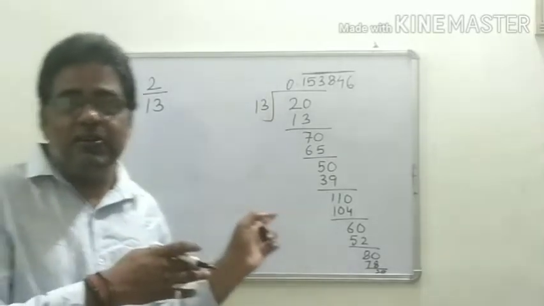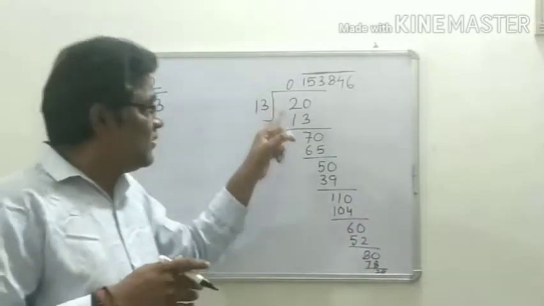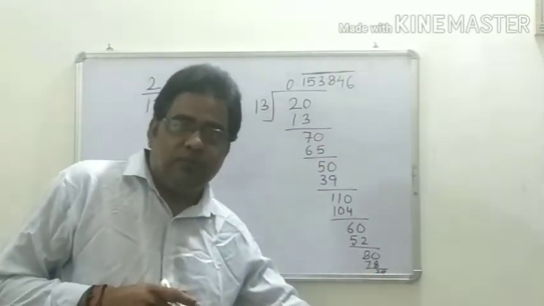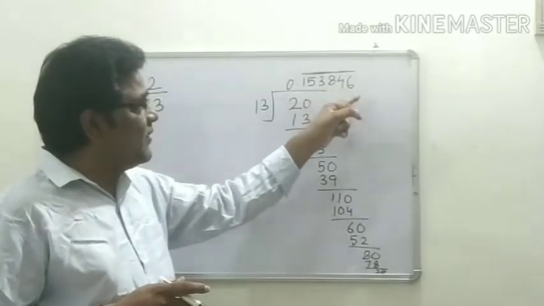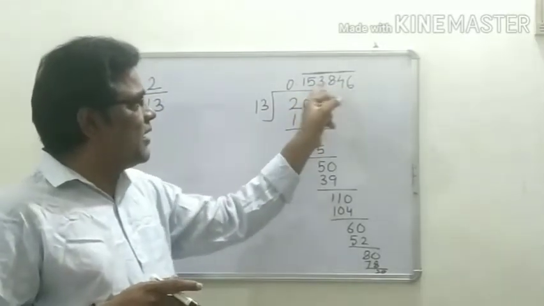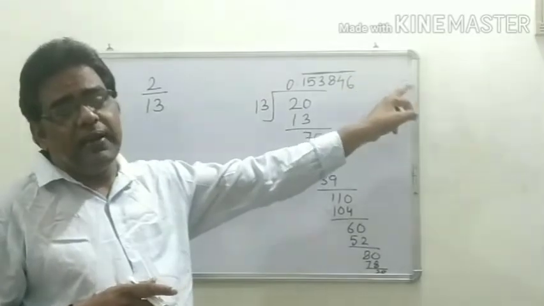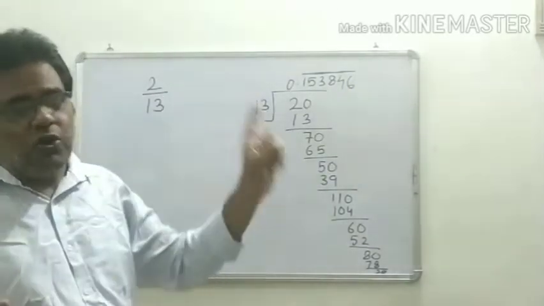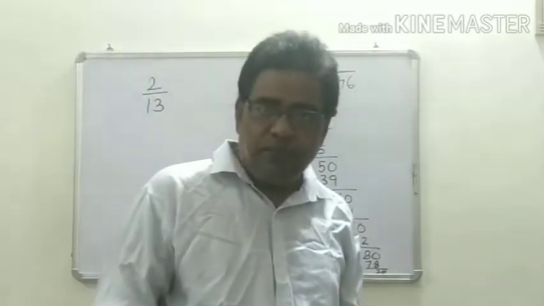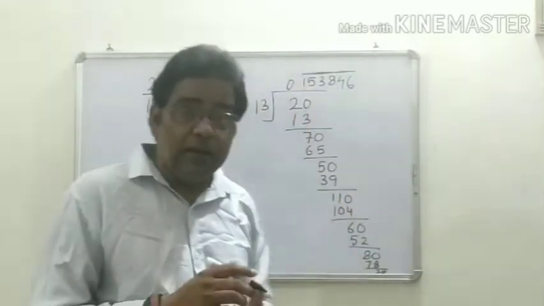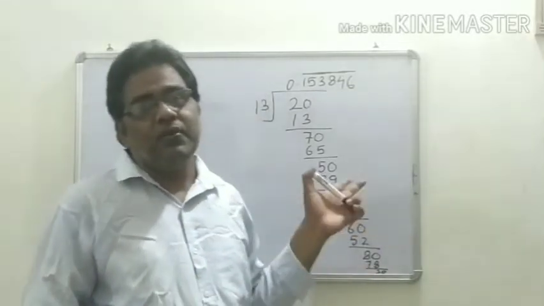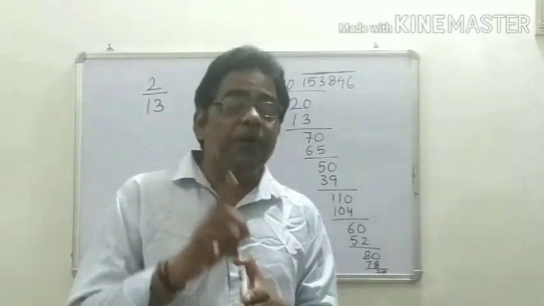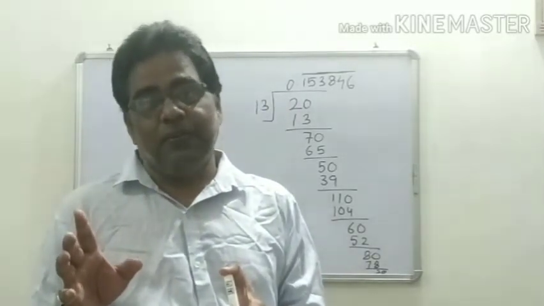So this is clearly non-terminating, the division will move on, and you'll keep on getting these numbers after every 6 digits. Again you'll get 1, 5, 3, 8, 4, 6, then again 1, 5, 3, 8, 4, 6. It will keep on repeating. So the division is non-terminating, but the digits are repeating. So this is an example of a non-terminating but recurring type of rational number.